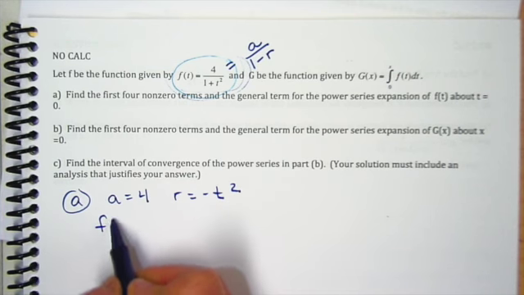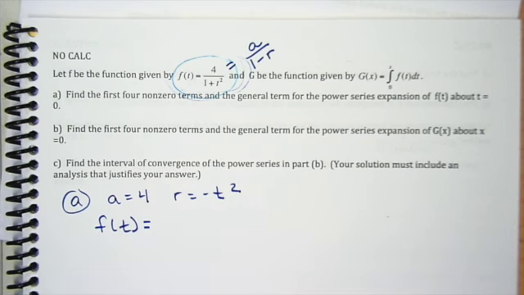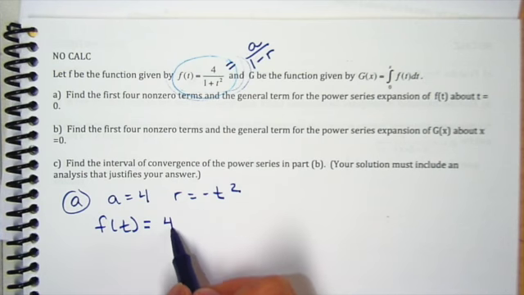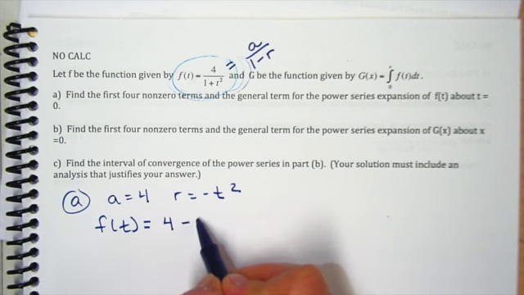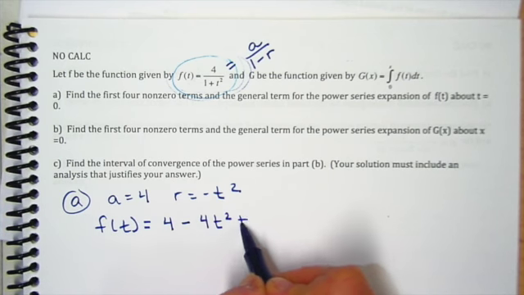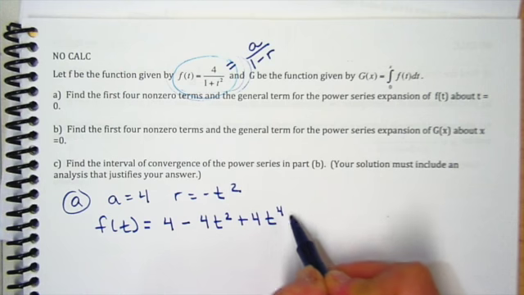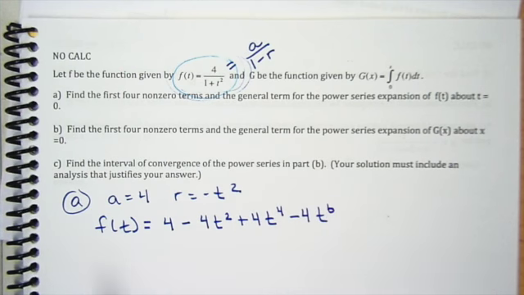So f of t, written as a series, the first term is 4, and then we're just multiplying by negative t squared every single time. So the next one would be 4t squared, then it becomes a positive 4t to the 4th, then negative 4t to the 6th. So these are my first 4 non-zero terms.